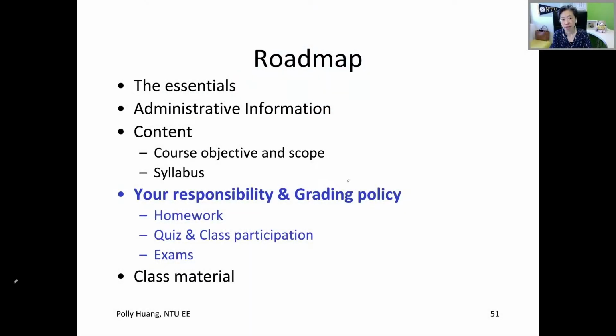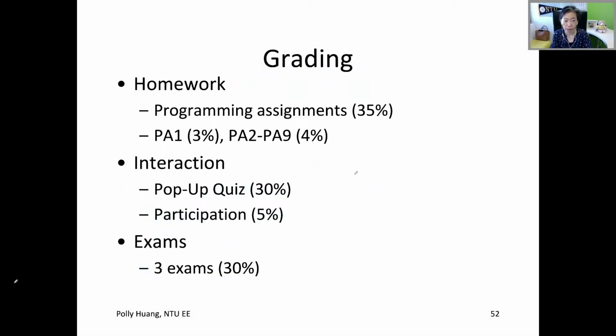Now let's talk about how you earn grades. You will earn grades in three categories. The first one is called homework. You'll be working on programming assignments, also known as PAs. There are 9 of them. The first one is straightforward and counts for only 3 points, but the rest of the 8 are 4 points each. So together, 35 points to earn here.